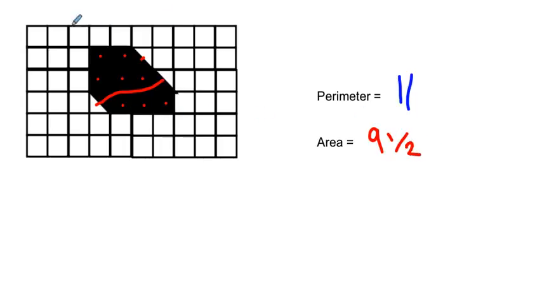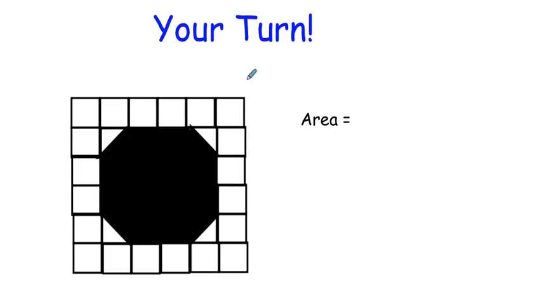Alrighty, so perimeter again is the outside of a shape, and for area, you're finding how many square units are on the inside of a shape. Now it's your turn. Again, pause the computer, and I want you to find the area of this shape. Remember, the area is on the inside. Perimeter is the outside of a shape. Go ahead and pause your computer, find your answer, and then hit play.